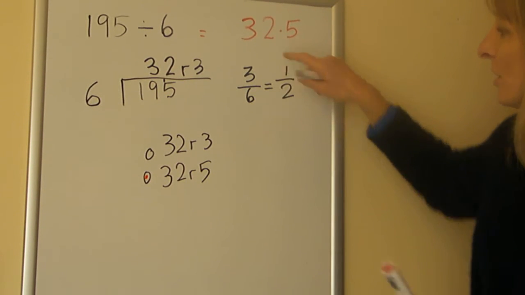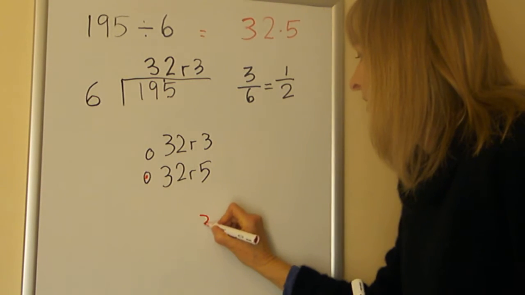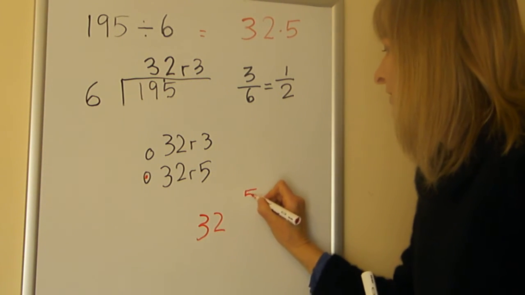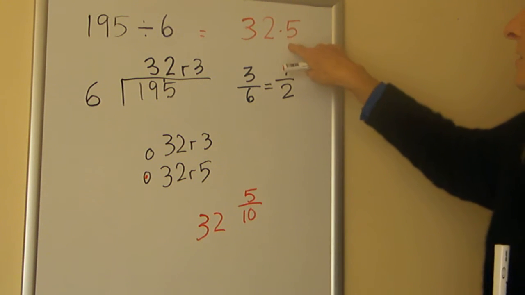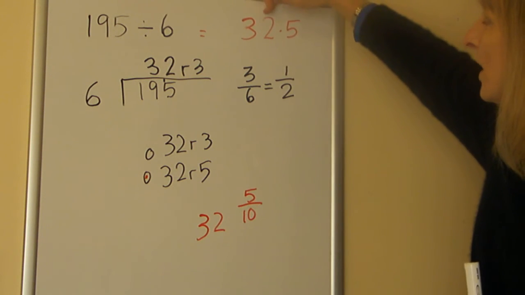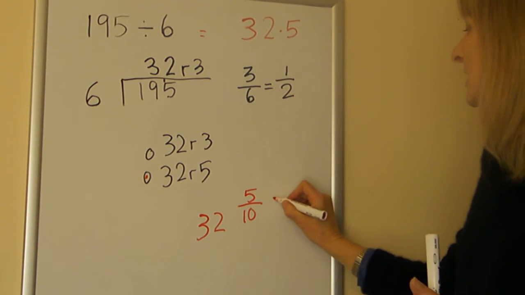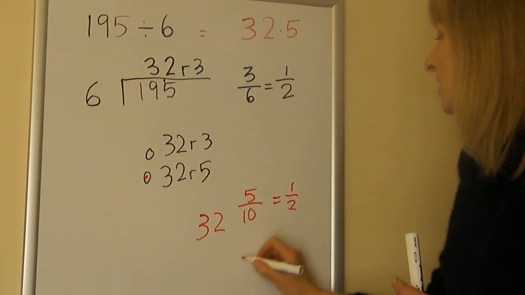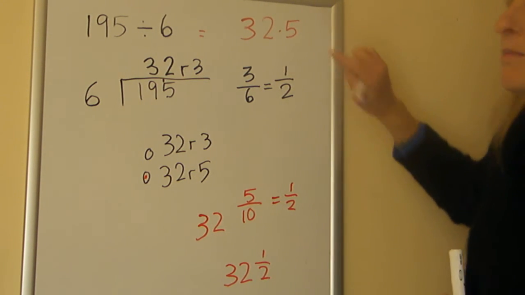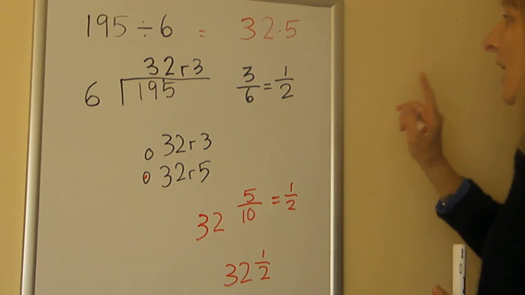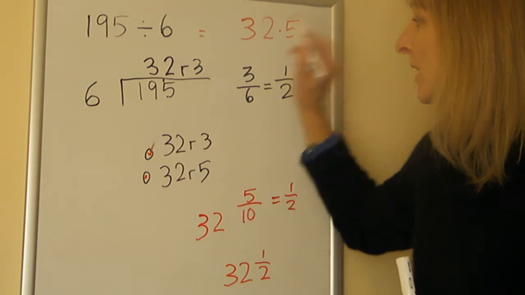Now what this means, 32.5 actually means 32 and 5/10. 5 of the tenths, because it's a decimal, and that's our tenths column. That's our tens, that's our ones, that's our tenths, that would be our hundredths. So 5/10 is actually the same as a half. So they would get 32.5. Now that doesn't mean a remainder of 5, that means there's a half left. A half of 6 is 3, and hence our remainder is 3.